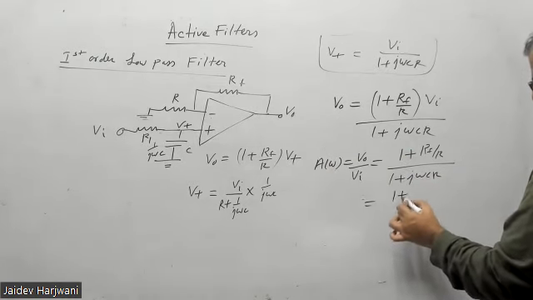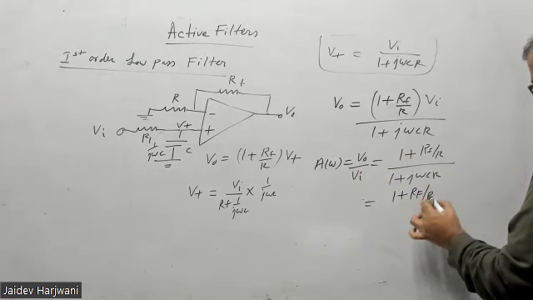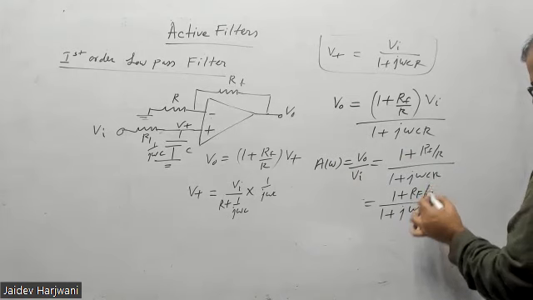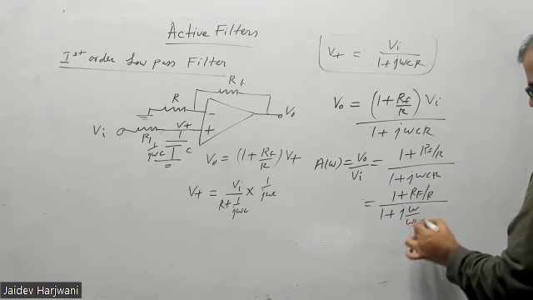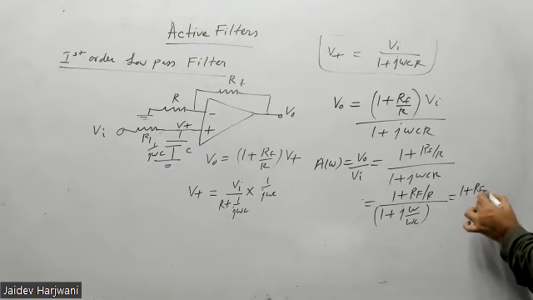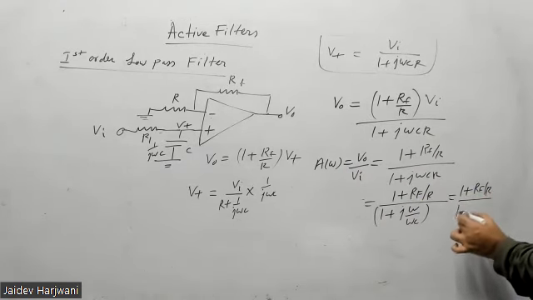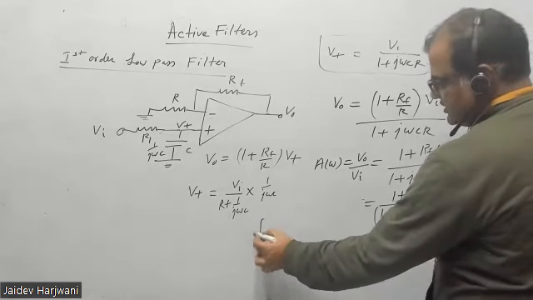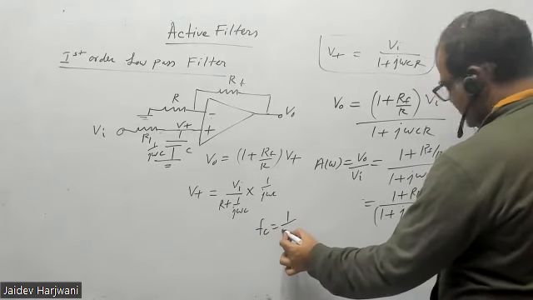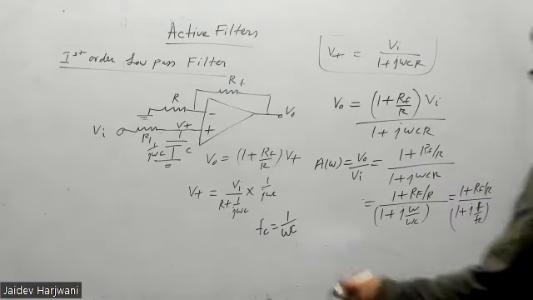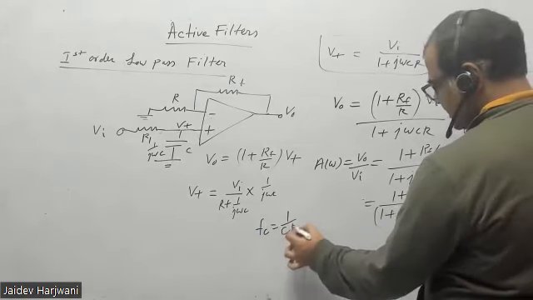And this you can write 1 plus RF upon R, and here you can write 1 plus J omega, and instead of CR, you can write omega C. And this also you can write as 1 plus RF upon R over 1 plus J F upon FC, where FC is the cutoff frequency of this circuit, which is equal to 1 by omega, 1 by CR.